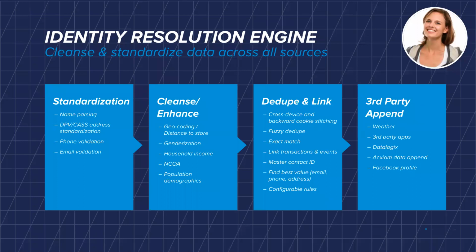So finally, looking at the deduping, this is where identity resolution comes in. So we use things like exact matching and linking transactions and events, and backwards and forwards cookie stitching to really understand who that customer is and find the best value field for them across email, phone, address and roles. It's very, very flexible. It's very, very configurable. And then ultimately appending third-party data.